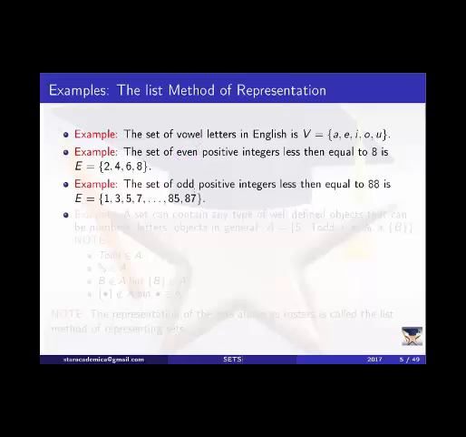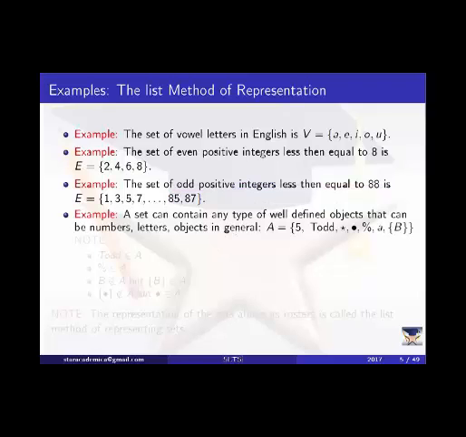Okay, and what about another example? The set of odd positive integers less than 88. Again, positive integers, odd, so the smallest positive odd is 1, the next is 3, 5, 7, and it goes up to 87, because they are supposed to be less than 88, and 88 is an even number, so the largest one is 87. Here we have them.